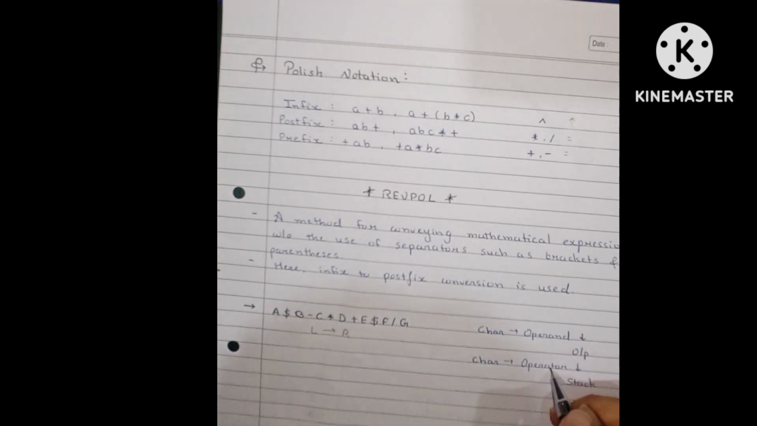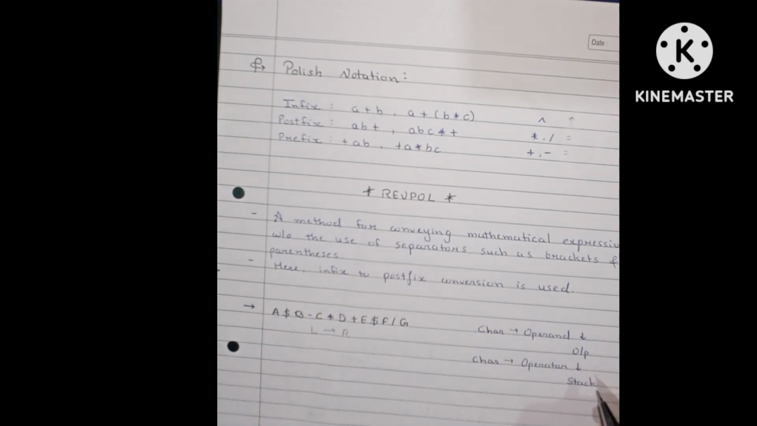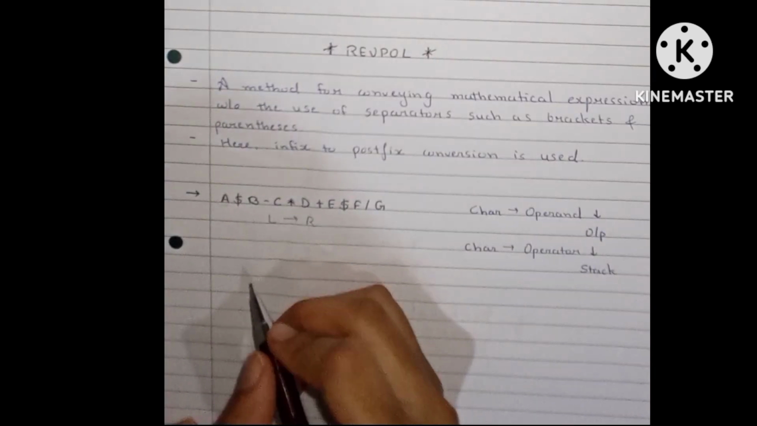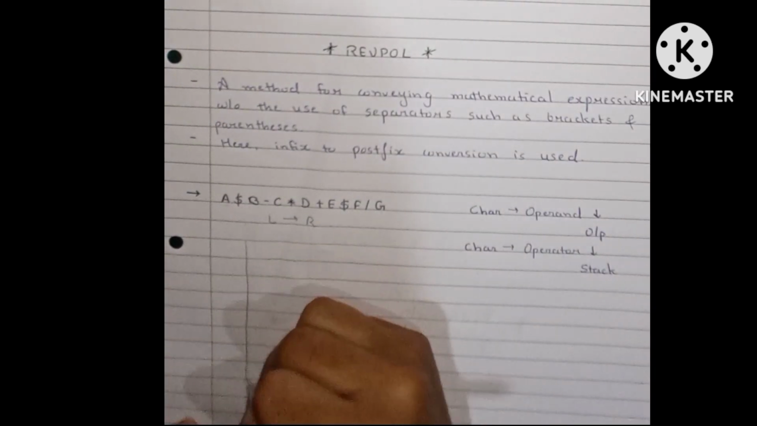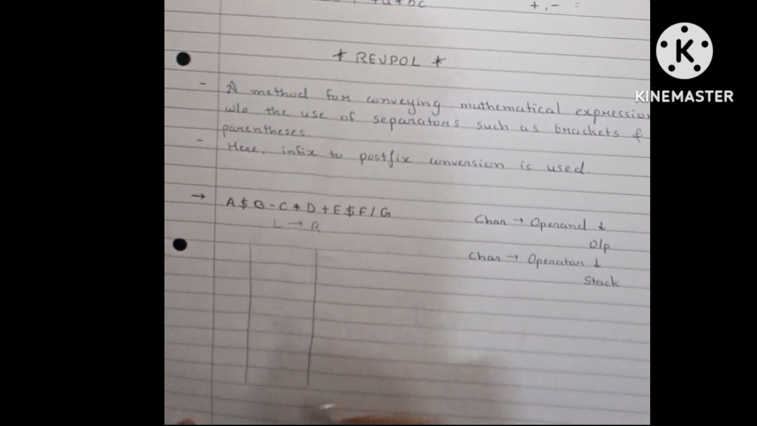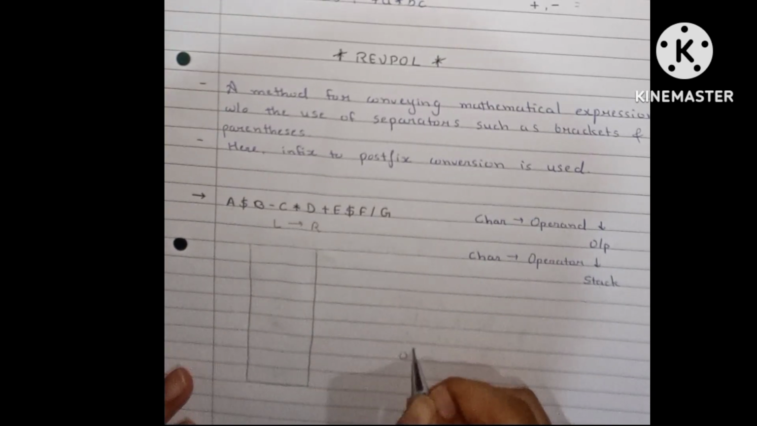If the character is an operator, then it will be appended to the stack. But first, remove any operator already on the stack that has higher or equal precedence, and append that previous operator to the output list. To solve this, first of all we will construct one stack, and here is the output list.